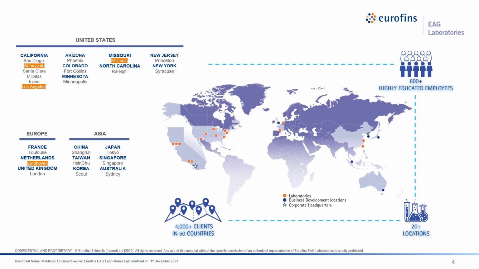So a little bit about EAG. We're a global scientific services company with over 600 employees, many of whom have PhDs, and 20 laboratory locations all over the world. What's specifically related to Raman and FTIR, those are done at our laboratories in California, as well as in Missouri and in Eindhoven.